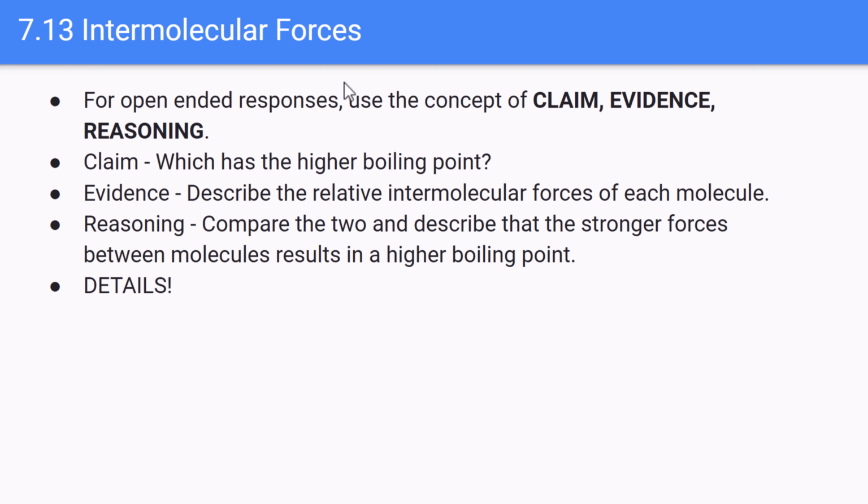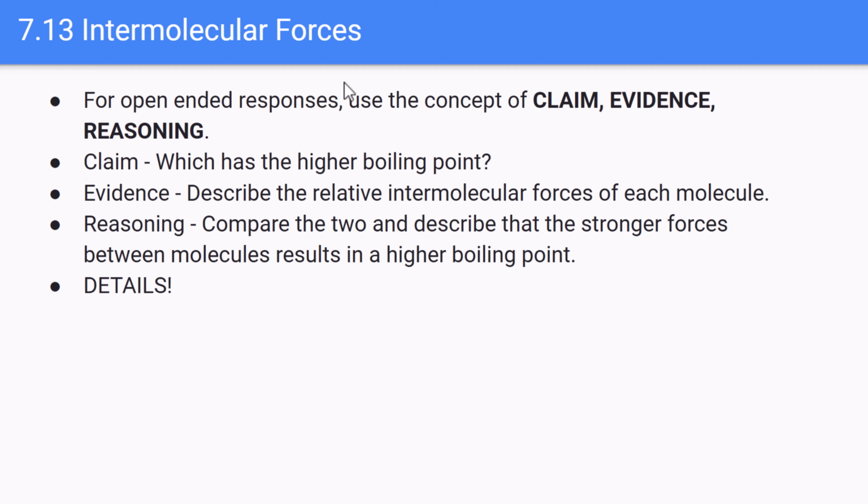Compare the two and describe that stronger forces between molecules result in a higher boiling point. So I would say something like, as a result of water having London dispersion, dipole-dipole, and hydrogen bonding when compared to that of methane, which only has London dispersion forces, water requires more energy to break the bonds in between the different molecules as a result of the higher intermolecular forces, and as such has a higher melting point, boiling point, etc. than that of methane.